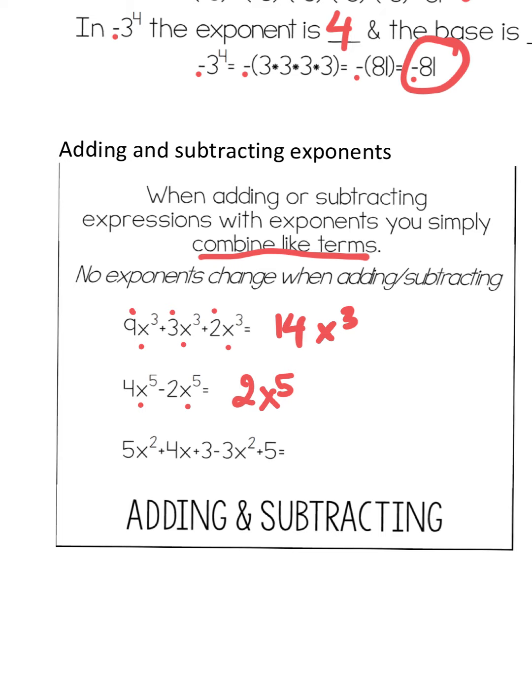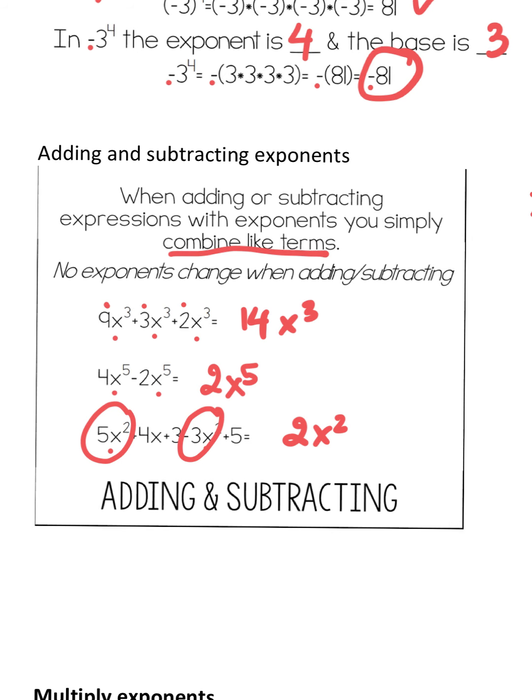Next one. X raised to the power of 2. We have x, we have numbers, and we have another x raised to the power of 2. So these are the like terms, so we can combine them. 5 minus 3 is 2x raised to the power of 2. 4x is by itself. There's no like terms, so we're going to rewrite it. 3 add 5 is 8. And that's all we can simplify, the like terms together.